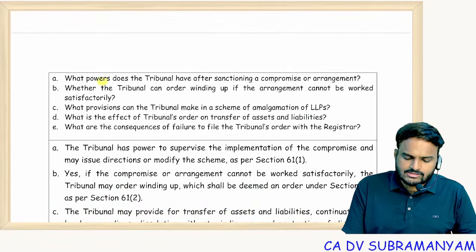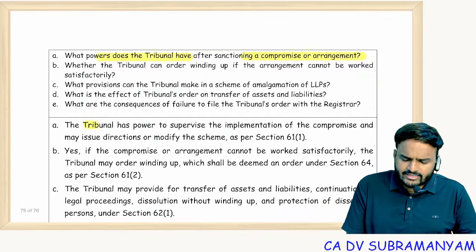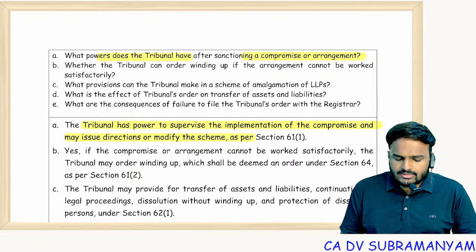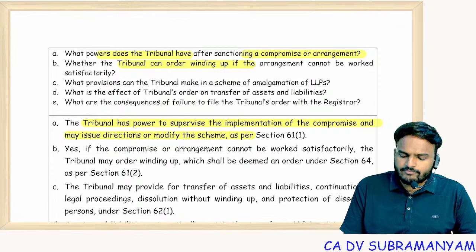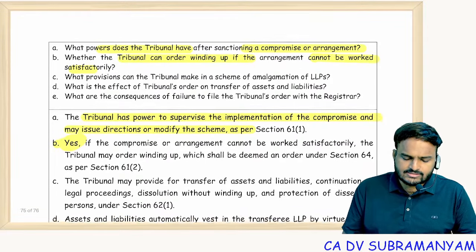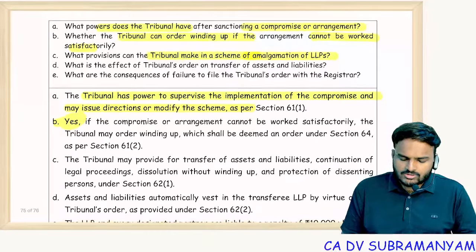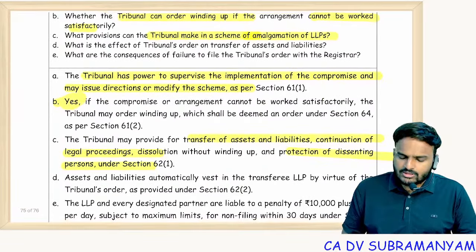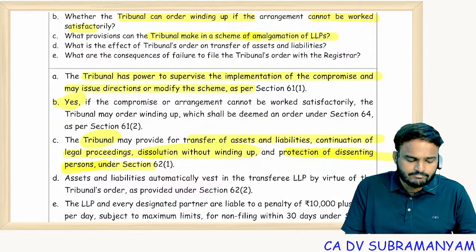So what powers does the tribunal have after sanctioning a compromise or arrangement? It can continuously monitor the implementation of the compromise and may issue additional directions to modify the scheme. Whether the tribunal can order for winding up if the arrangement can't be worked satisfactorily? Yes. What provisions can the tribunal make in a scheme of amalgamation of LLP? So transfer of all the assets of the transferor LLP to the transferee LLP. And here dissolution without winding up and protection to dissenting persons is also within the powers of the tribunal only.